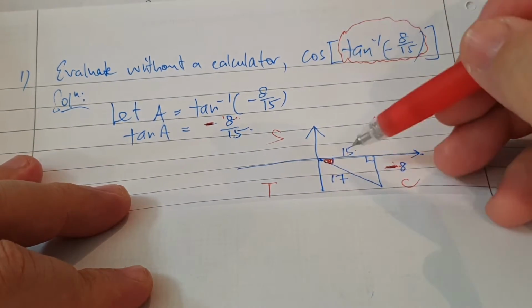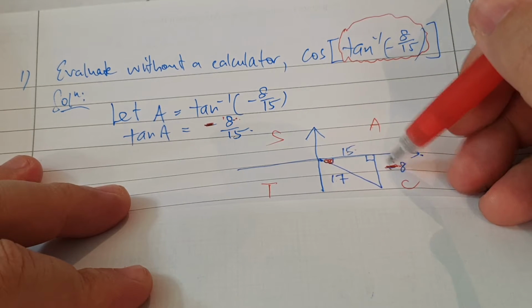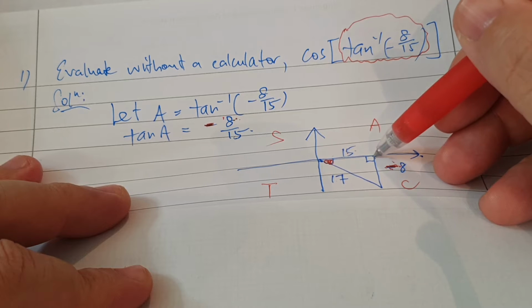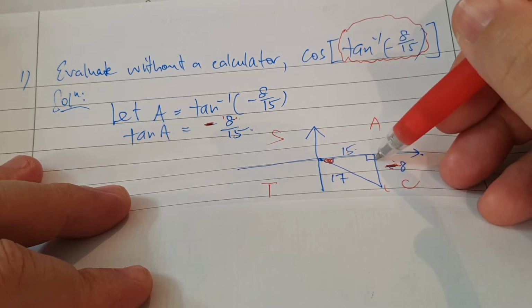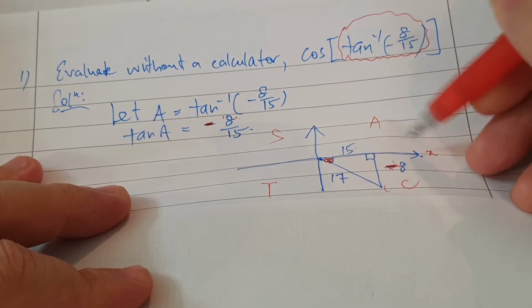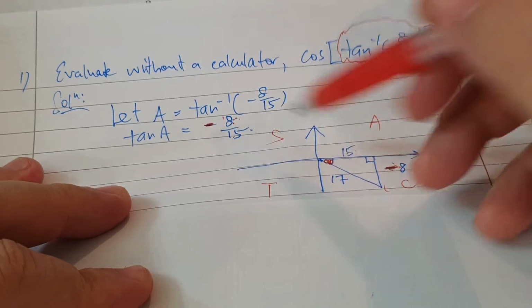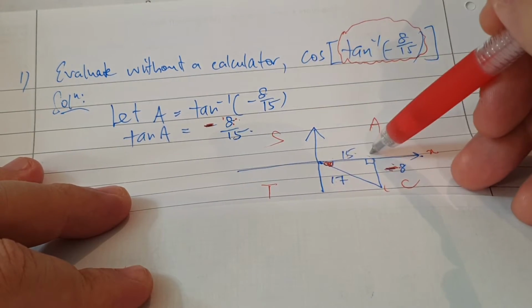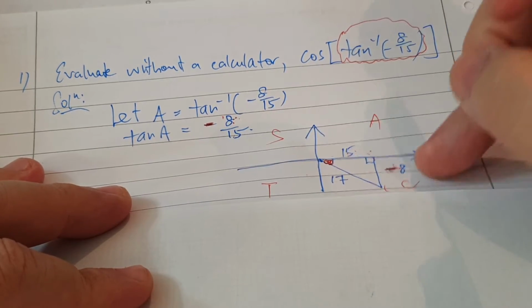This minus here is minus because this coordinate here will be negative, since it's below the x-axis. That's why this minus belongs to the 8 and not to the 15. The 15 here is a positive one. So you must get this correct. You will get marks for getting this correct.